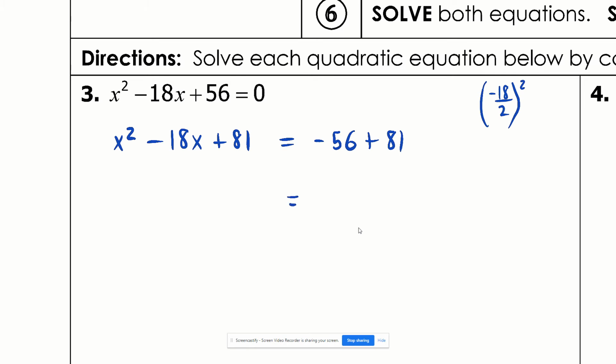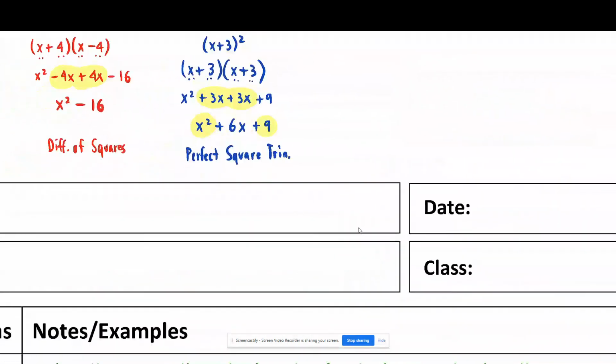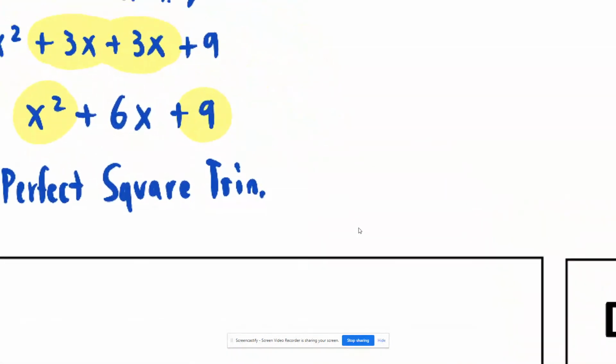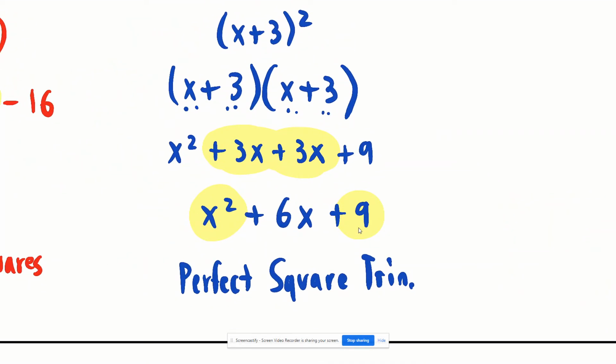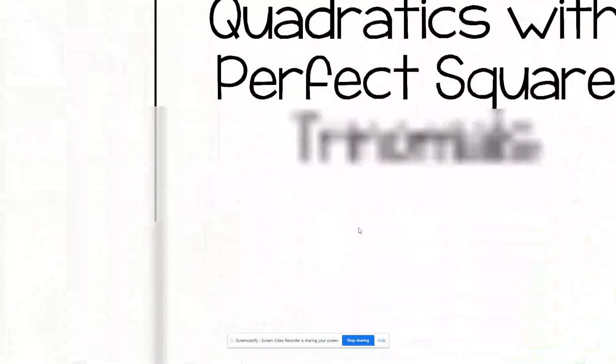Now on the right side, negative 56 plus 81 equals 25. On the left side, what I have done, and this is the key to the whole problem, is I have created a perfect square trinomial. I've created one of these, a perfect square trinomial. So what I want to do now is back it down to whatever the binomial squared would have been to give me that perfect square trinomial. So let me show you what I mean.